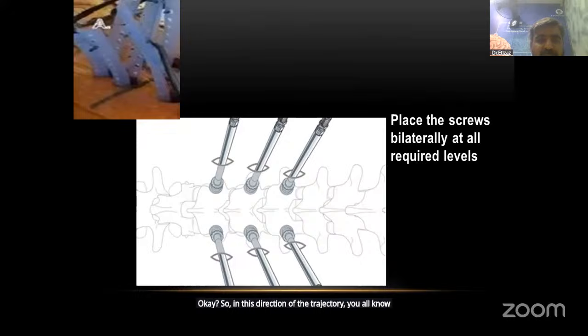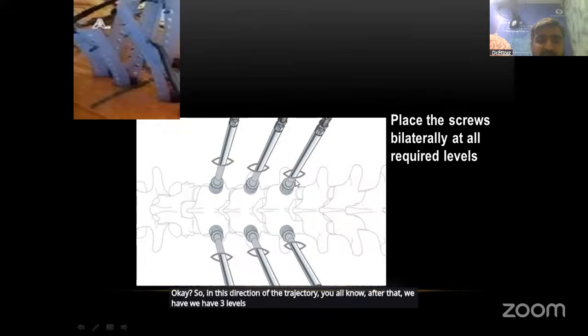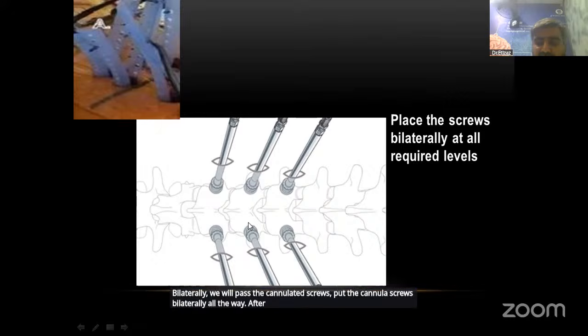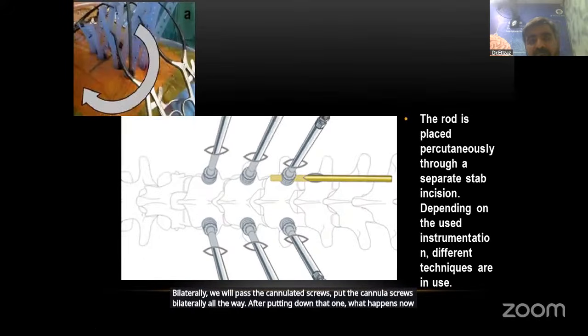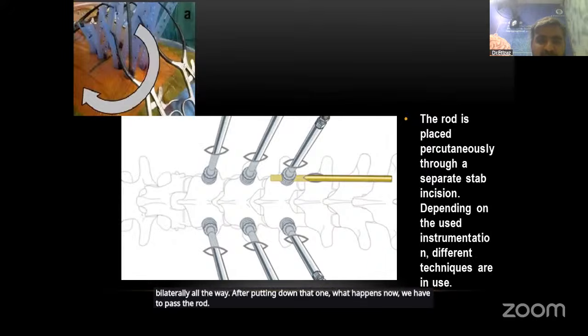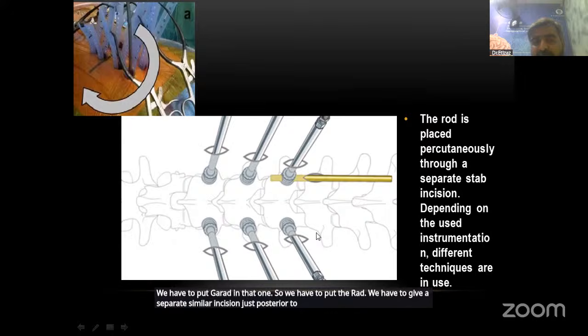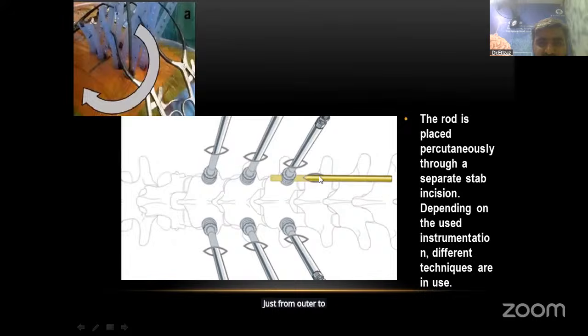After that, we have 3 levels of that one. Bilaterally, we will pass the cannulated screws, put the cannulated screws bilaterally all the way. After putting that in, what happens now? We have to pass the rod. We have to put the rod in. How do we put the rod? We have to make a separate small incision just posterior to that one bilaterally. Then we have to put a rod, but put the rod in a rotatory direction. How rotatory direction? Just from outer to inside. But outer to inside how? Because this rod is rigid.